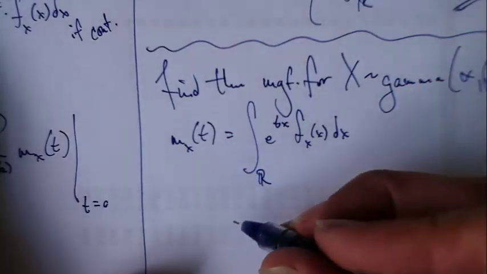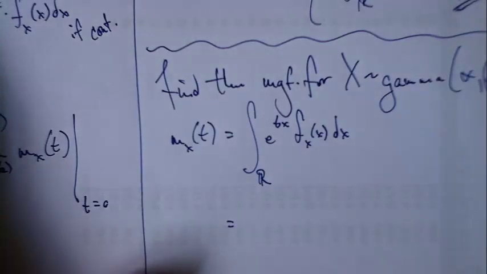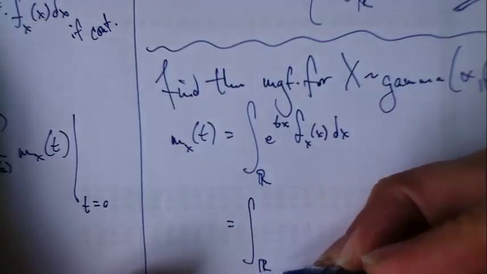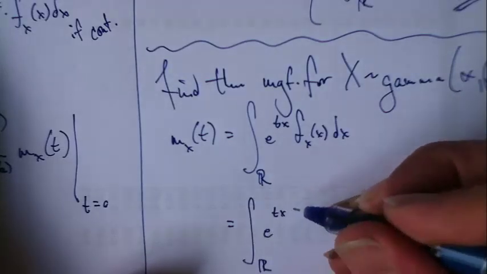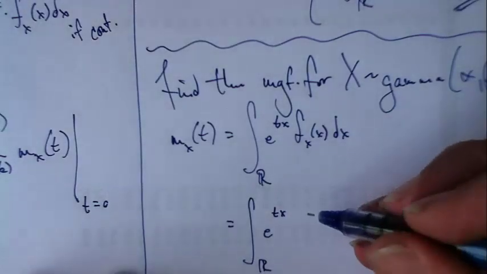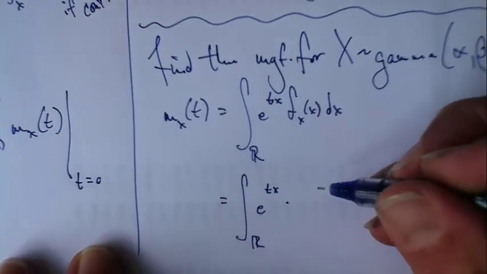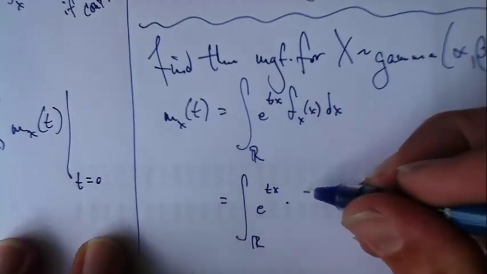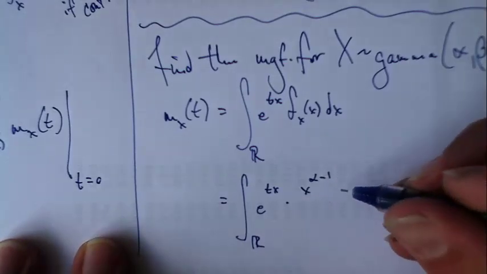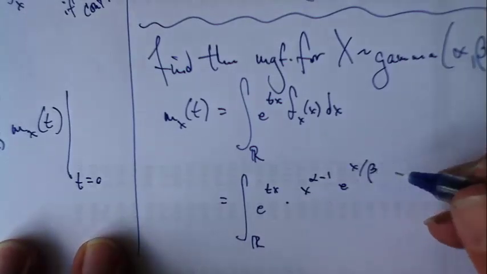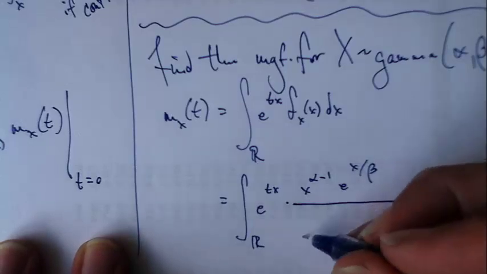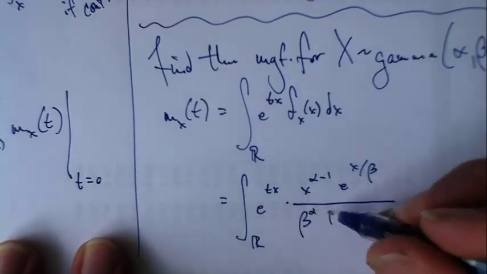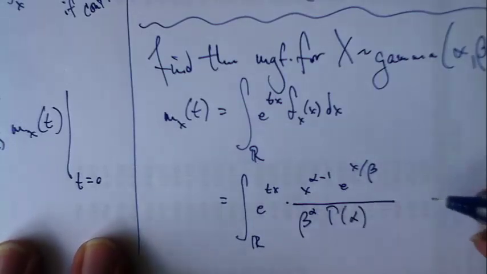This is just the definition for moment generating functions for a continuous random variable. The next step is to substitute in the density function for a gamma. For a gamma alpha beta, it's x to the alpha minus 1, e to the negative x over beta, all over beta to the alpha times gamma of alpha, times the indicator function of x being at least 0.